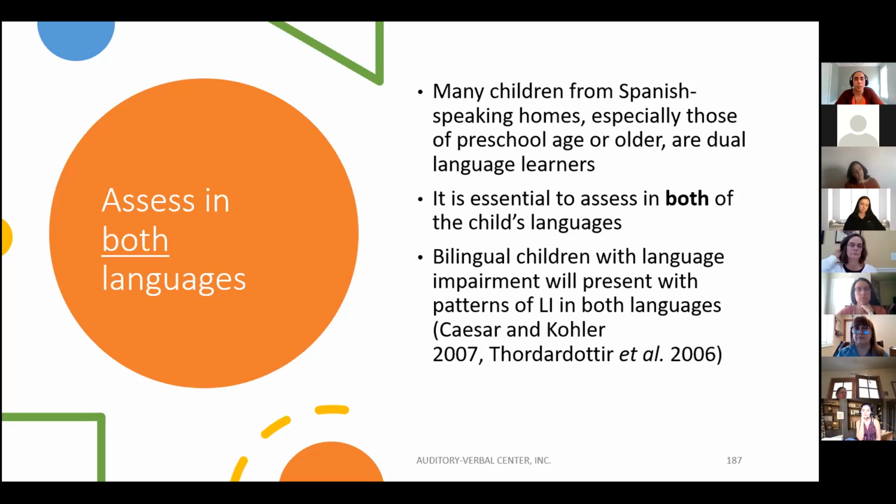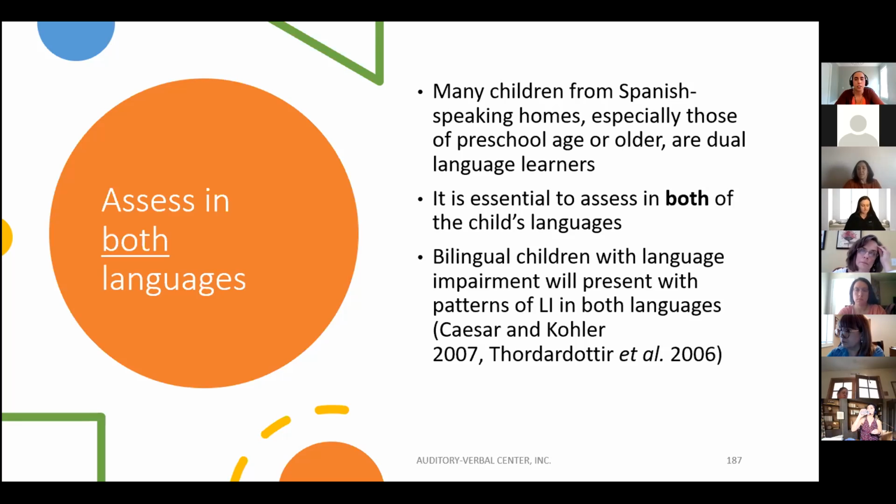But they are only assessing the child in English. And so it's really important to assess the child in both of his languages. And we know that bilingual children who truly have language impairment will present with patterns of language impairment in both languages. And so I see that also with children who have hearing loss, but also have a specific language impairment.